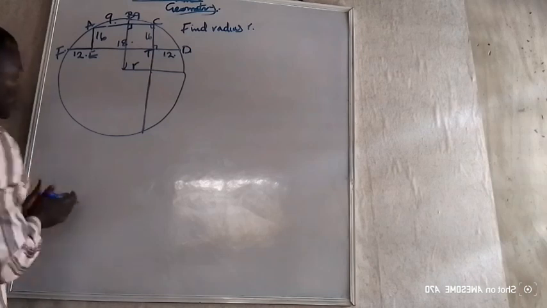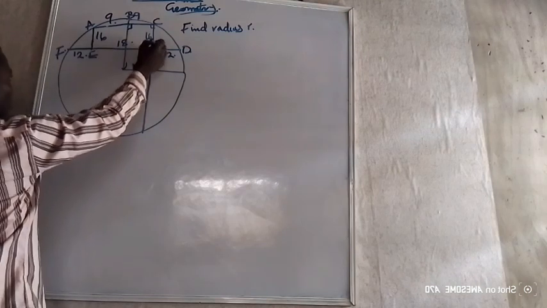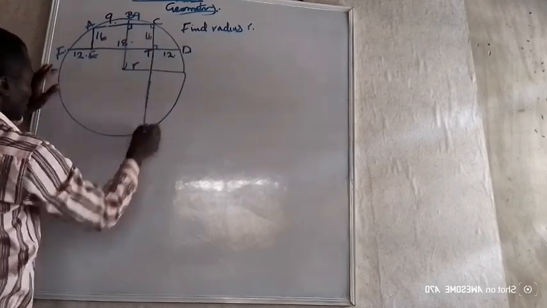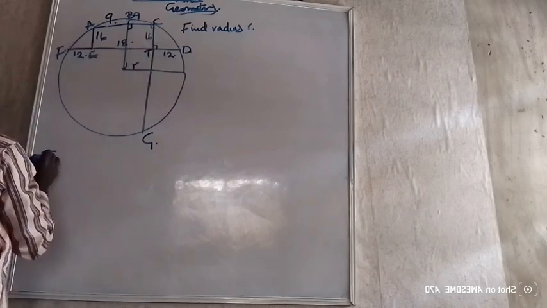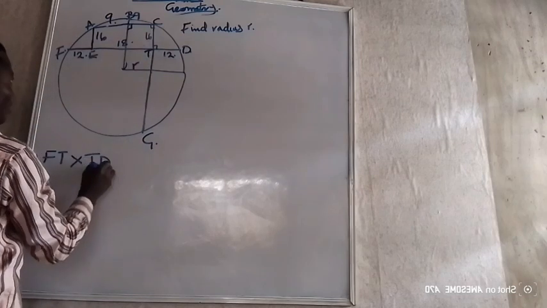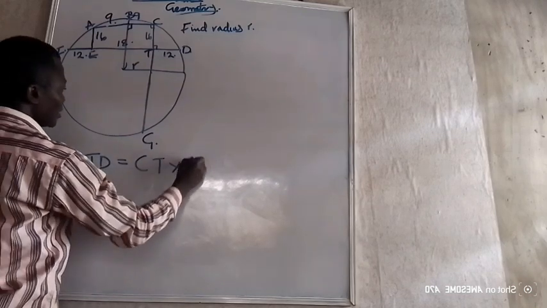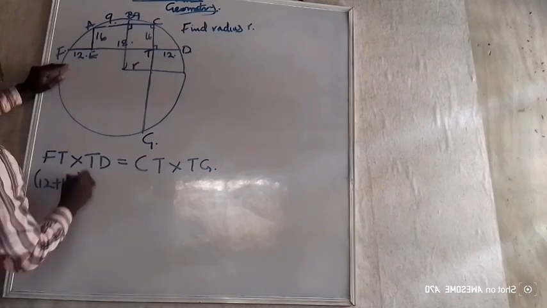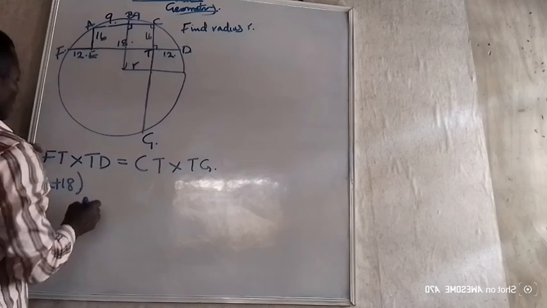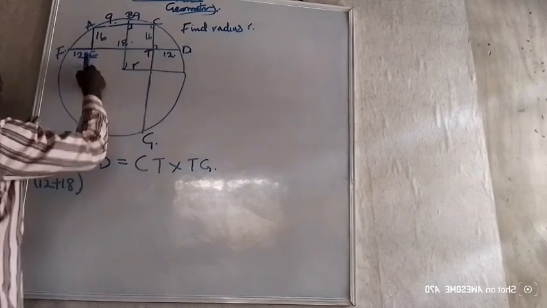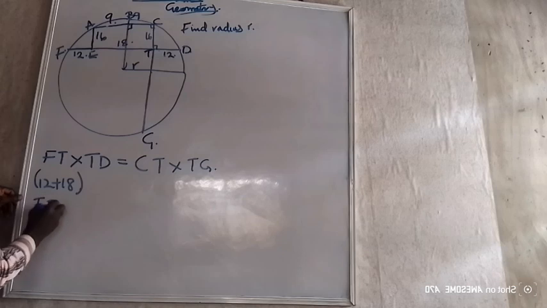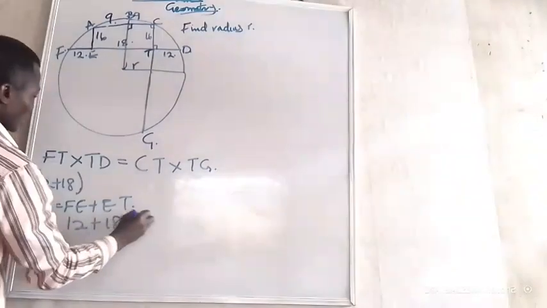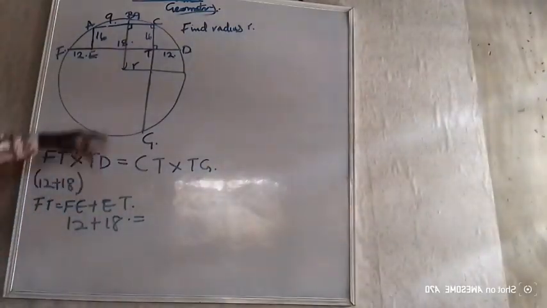Now, we know from the products of the chord that FT multiplied by TD must be equal to CT multiplied by TG, where we make this one G. What is FT? FT is FE plus ET. FE is 12 plus ET is 18. That is what you have done here. TD is 12.